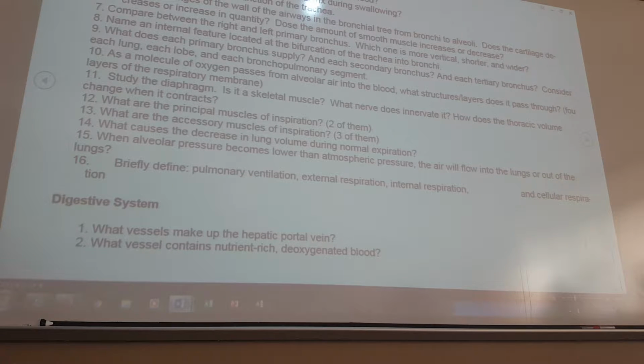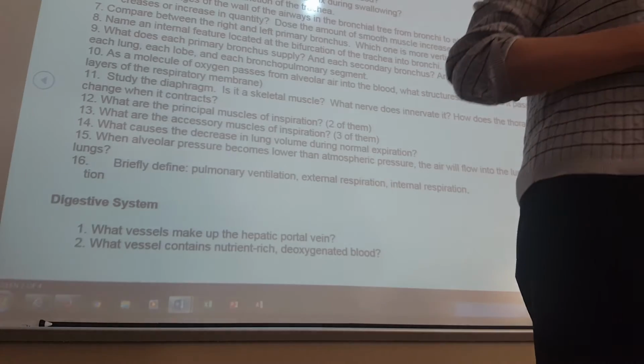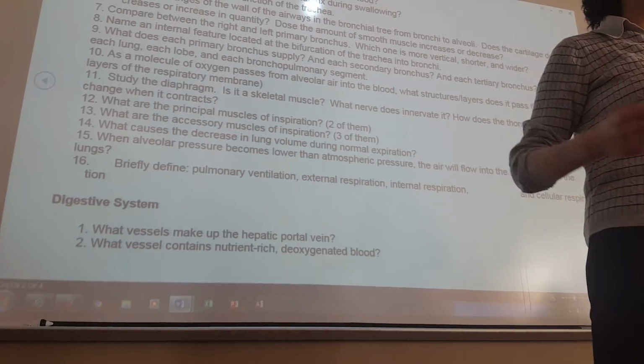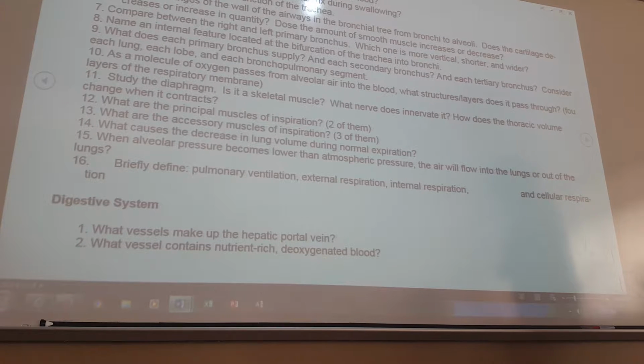Number 9, one question. Each primary bronchus carries the air to each lung, and each secondary bronchus carries the air to each lobe. So there are 5 secondary bronchi, going to 3 lobes on the right and 2 lobes on the left. Each tertiary bronchus carries the air to each bronchopulmonary segment. So I have one question here.